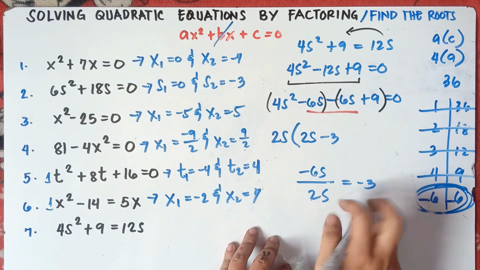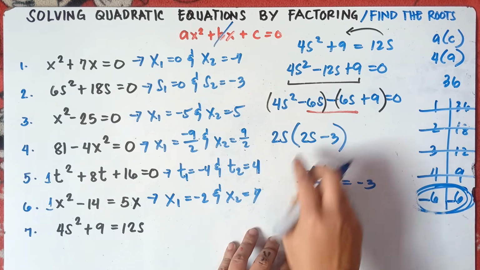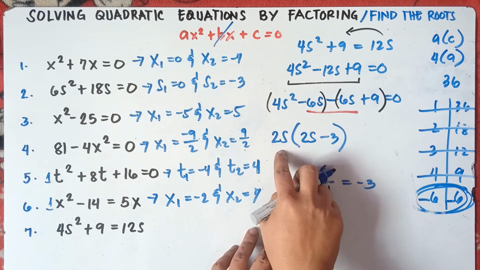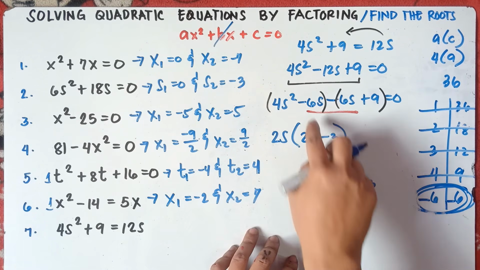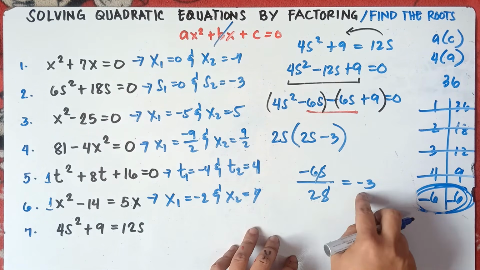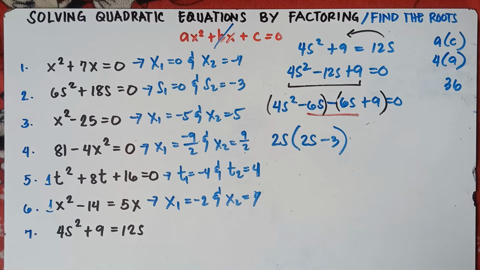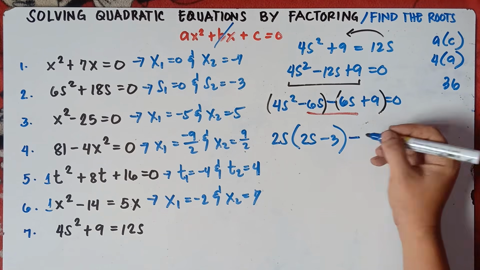Alright, s divided by s simply cancels. Negative 6 divided by 2 is negative 3, and s divided by s cancels. Then copy the minus sign.